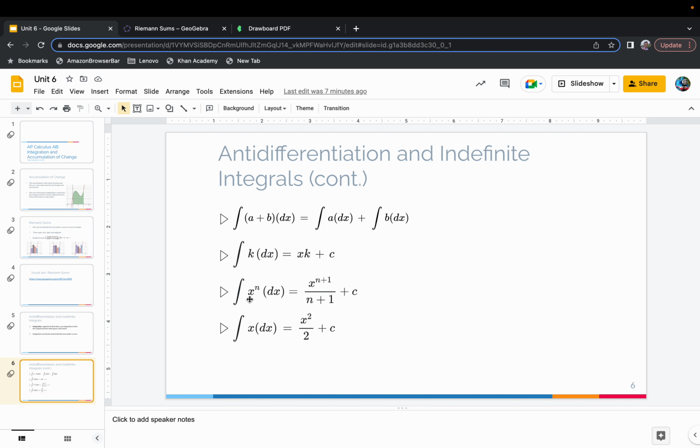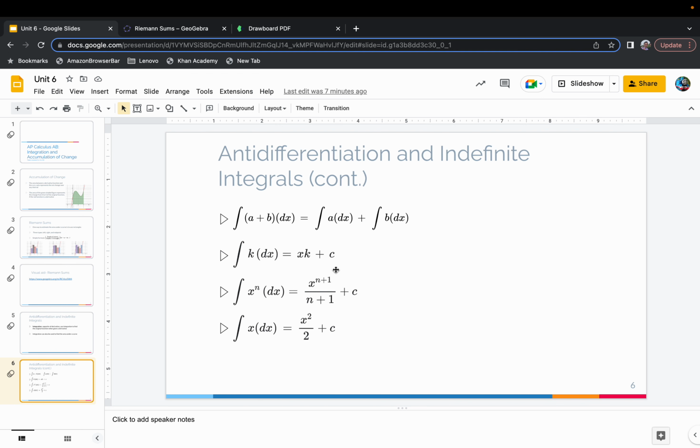If you have x to a power, the integral is going to be x to the power plus 1 divided by the power plus 1. And as you go with these, you'll see that if you're not sure, you can just take the derivative of your answer, and if you get what you were given, then you did it right. Then last one, the integral of x is going to be x squared over 2.